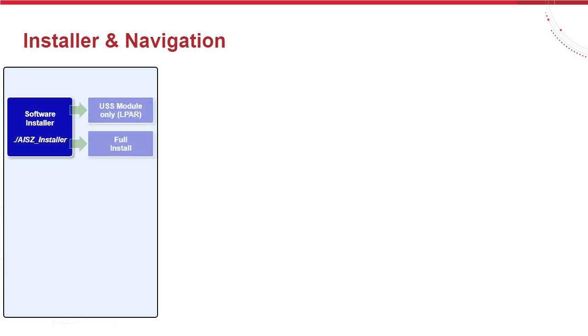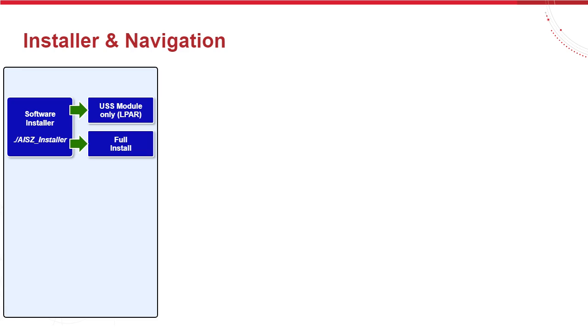This is the navigation map. We execute the installer in USS with /AISZ_installer. This initiates a menu with 2 options. Either USS module only, which we use when the software has already been installed and we're targeting a new LPAR, or full install, which we select if it's a first install.